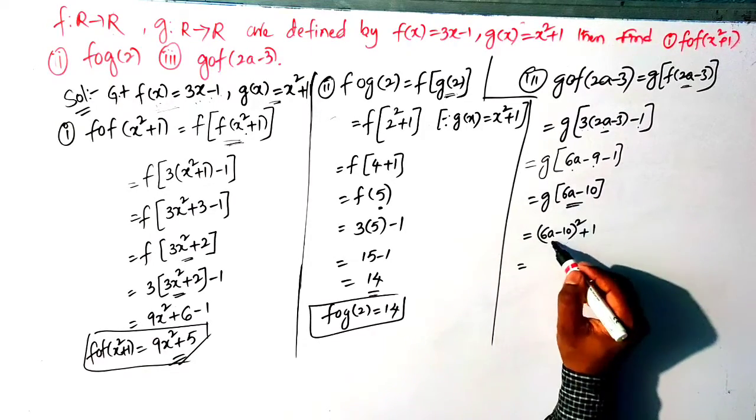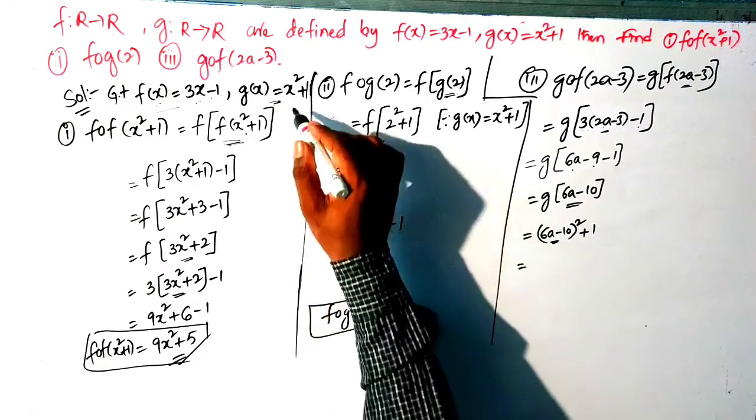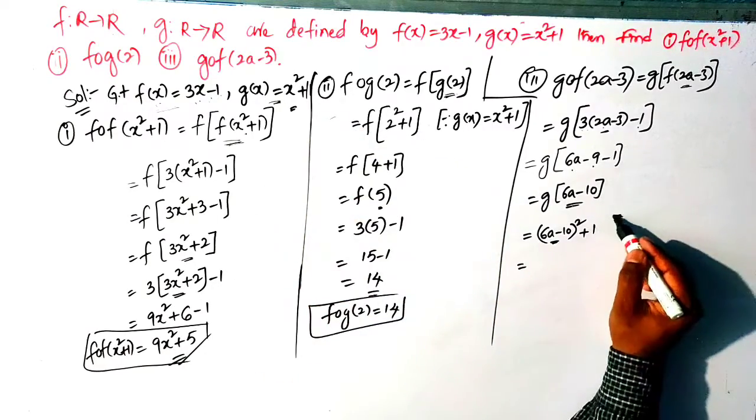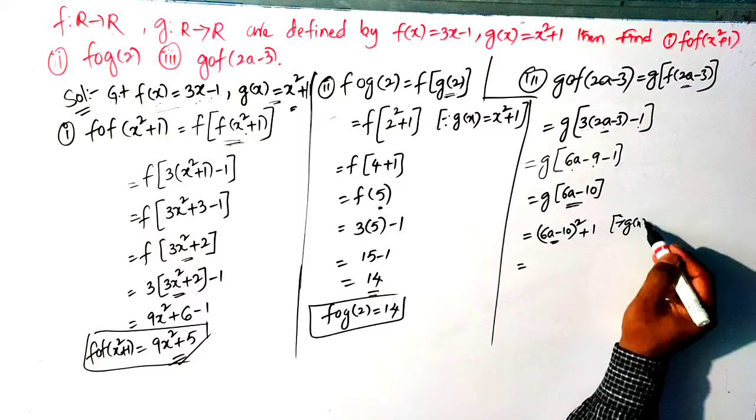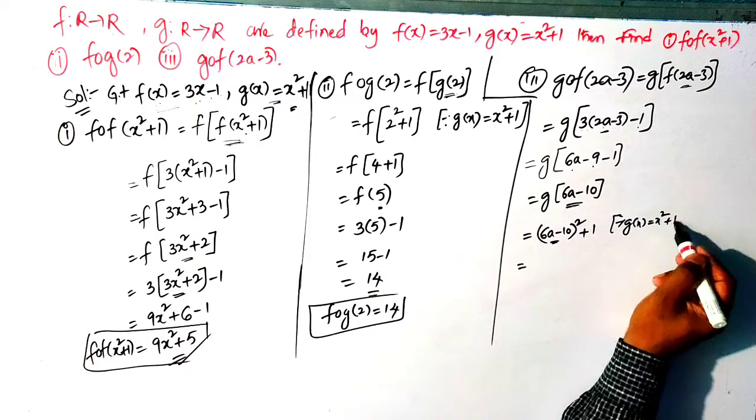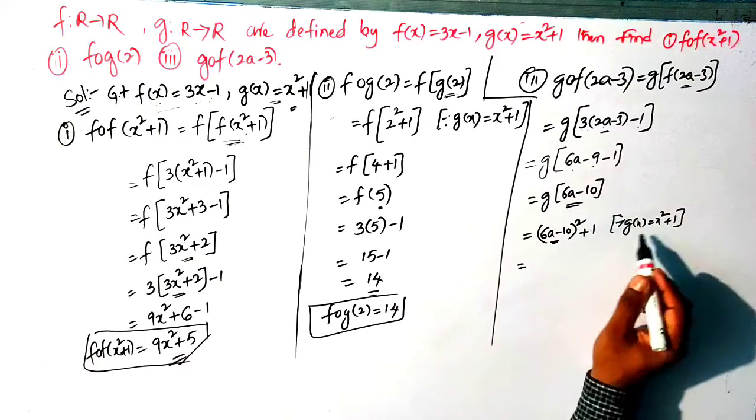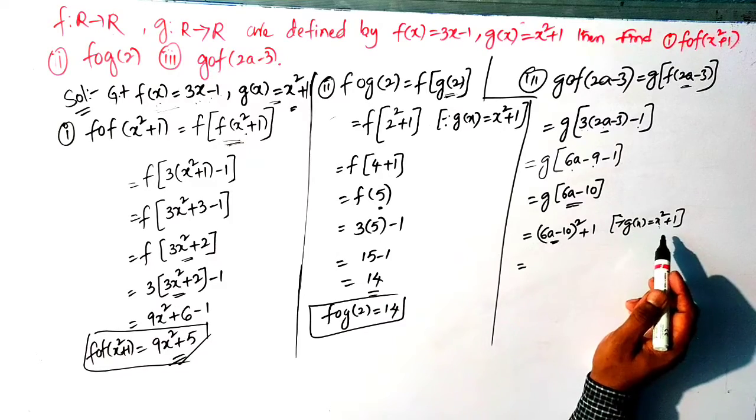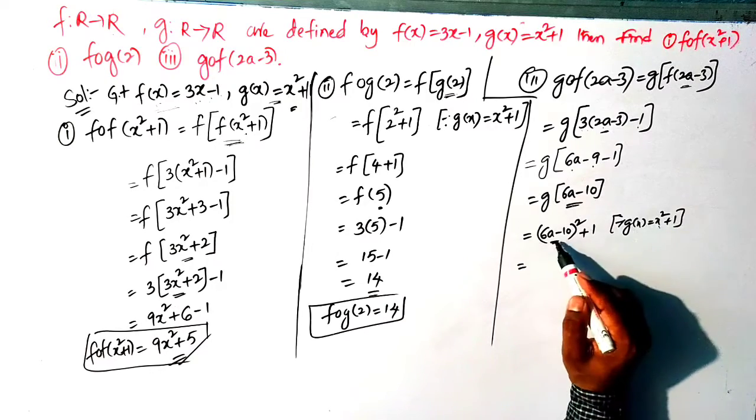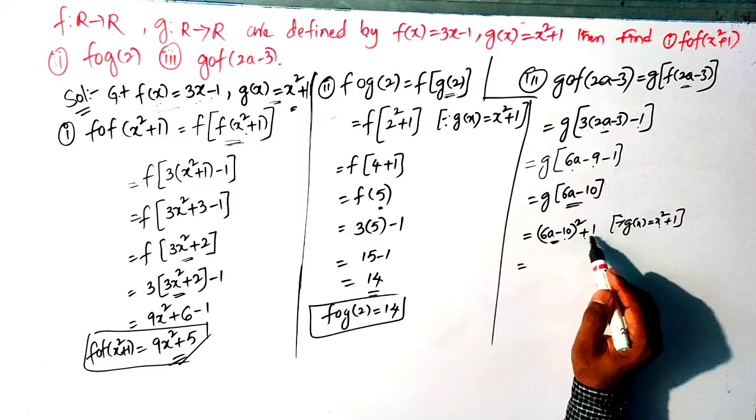In place of X this we substitute here. So X square plus 1 is the G of X value. So we write now G of X equals X square plus 1. In place of X what is there? 6a minus 10 is there. So we substitute here 6a minus 10. In place of X what we get here? 6a minus 10 whole square plus 1 we get here.